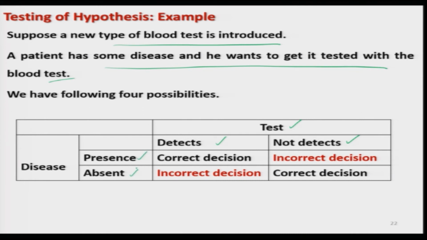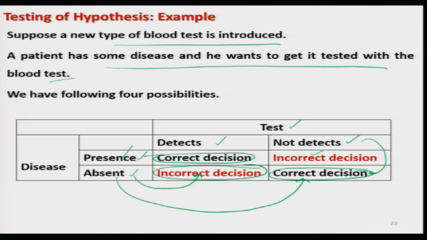Now, in case the disease is present and the test detects it, that means the test is good and this is a correct decision. Similarly, in case the disease is absent and the test does not detect it, this is also a correct decision. But in case the disease is present and the test does not detect it, this is an incorrect decision. Similarly, if the disease is absent and the test detects it, this is also an incorrect decision. So, there are 2 such incorrect decisions, but think and tell me which of these 2 is going to have severe impacts.